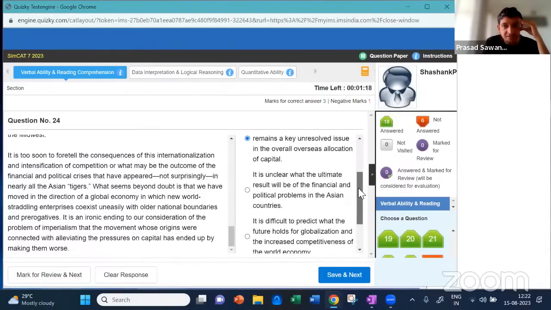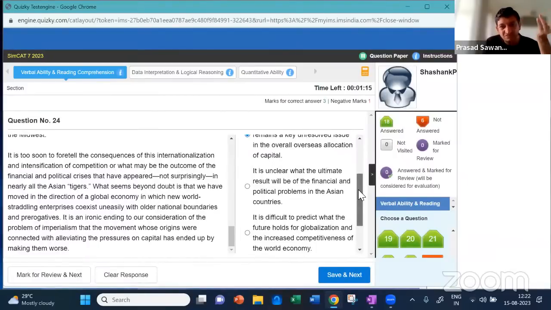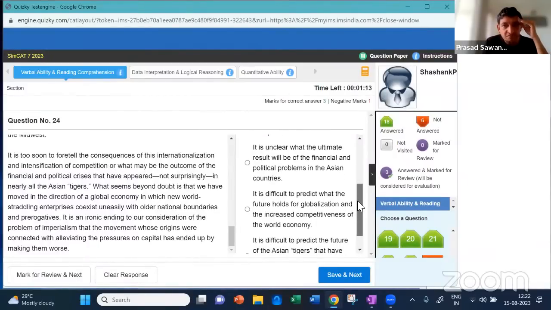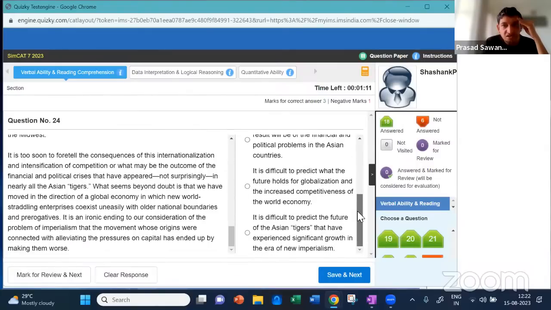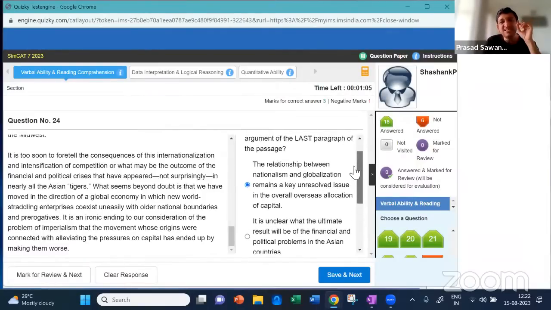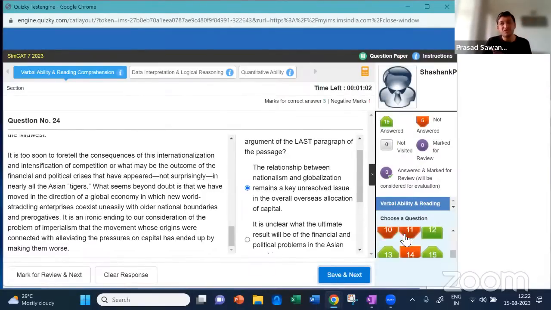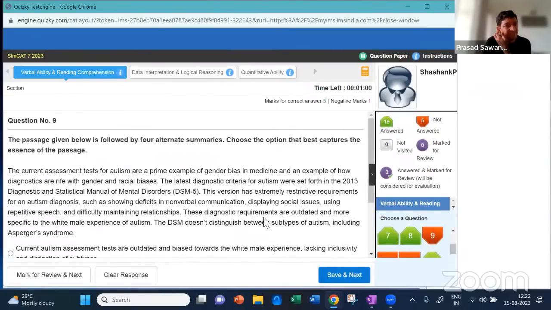Unclear what the ultimate result will be of the financial. Okay. Well, yes, in a way, yes. But not just Asian countries, it's about the world. Not really. Predict the future that has experienced significant growth in the area of new imperialism. I still like 1 better because it resonates with what I was thinking. Okay. Let's try to see 1. Acha, autism dekh lete hain.